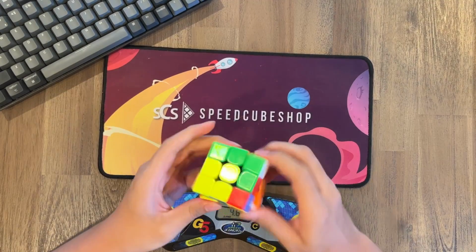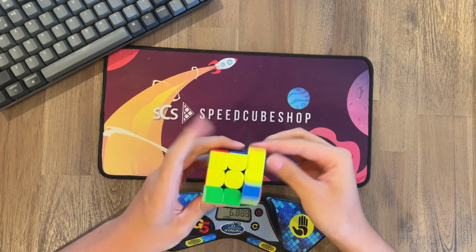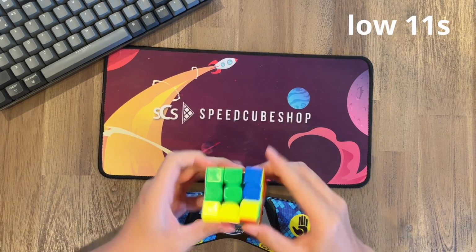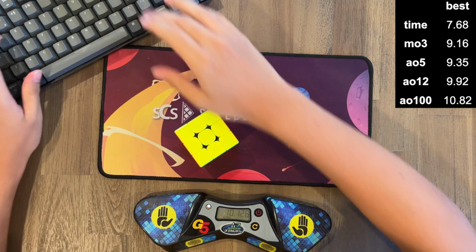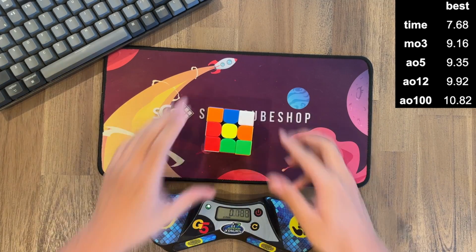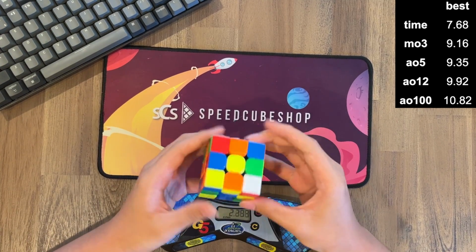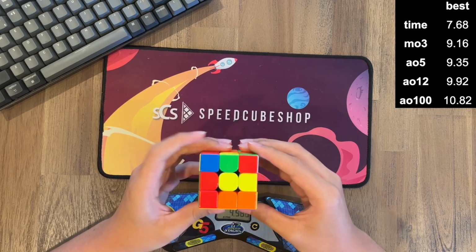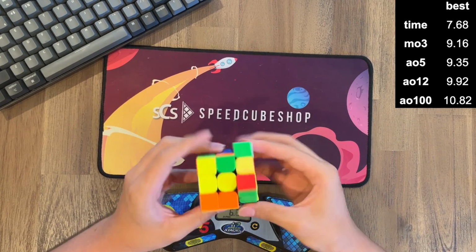As I started settling in, I noticed that my average started dropping from high 11s to low 11s, and then to even mid 10s. In fact, I even started getting sub 10 AO5s somewhat commonly, and even some low 9 AO5s and even sub 10 AO12s. To say the least, I was confused.